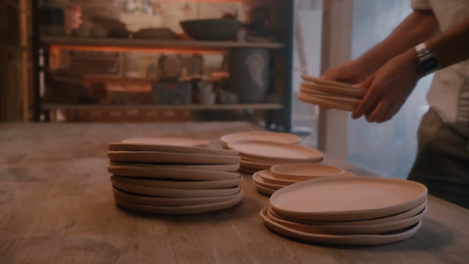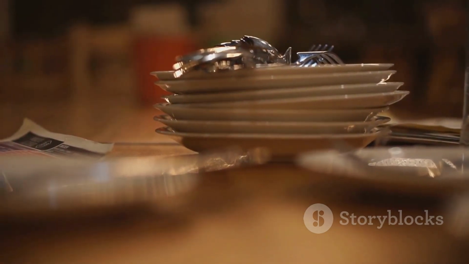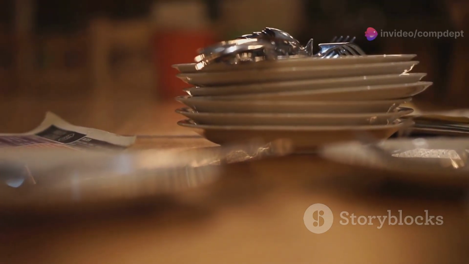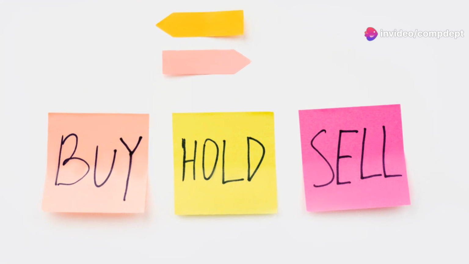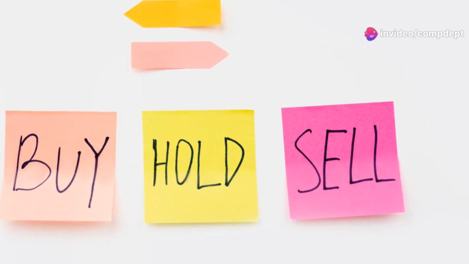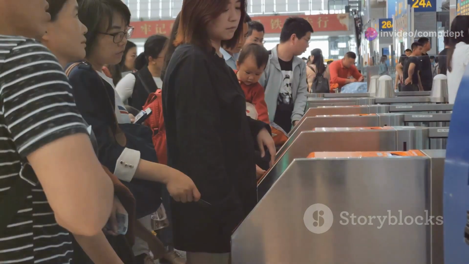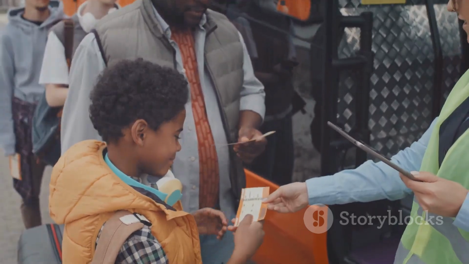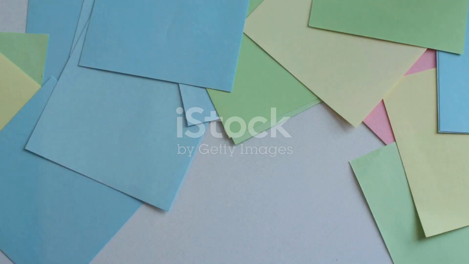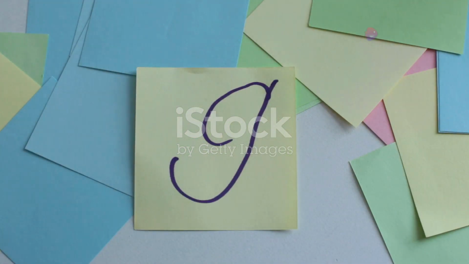Imagine a stack of plates. You can only add a new plate to the top of the stack, and you can only remove a plate from the top as well. This is called last in, first out, or LIFO. A queue, on the other hand, is like a line at a ticket booth. The first person in line is the first person to get a ticket. This is called first in, first out, or FIFO.